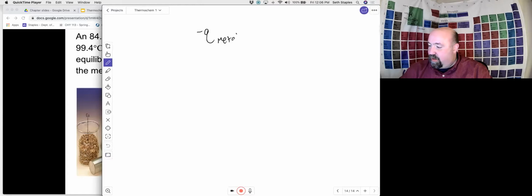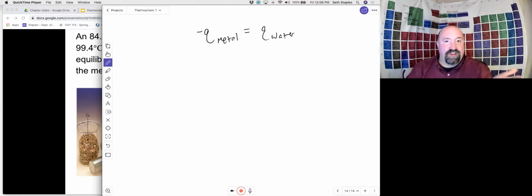Or sorry, I'll even back up further. We can represent the heat lost by the metal by saying negative Q. So negative Q, the metal's losing heat, it's losing energy, negative sign. Q being just our symbol for heat. Remember, that is going to be equal and opposite to the amount of heat that the water gains.